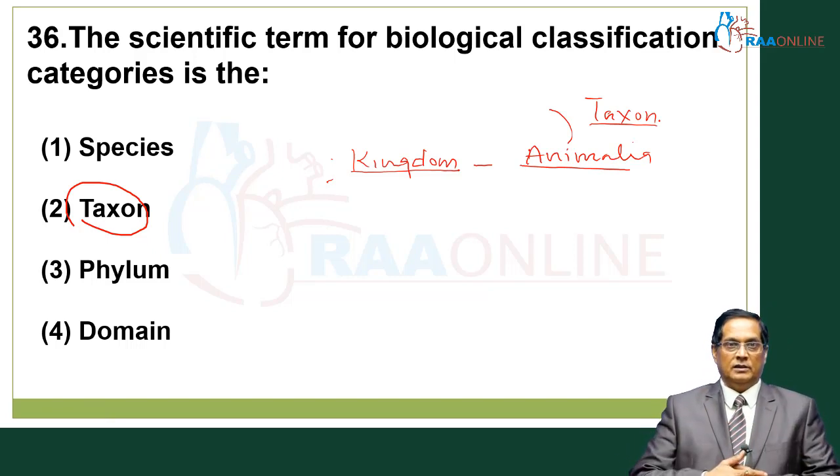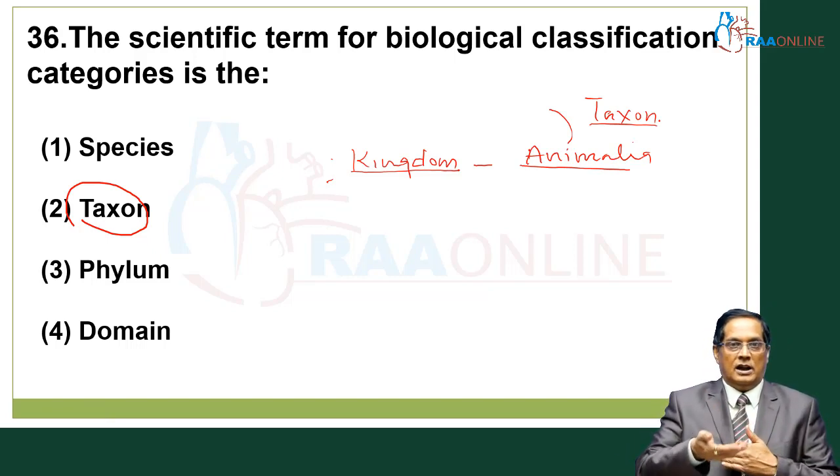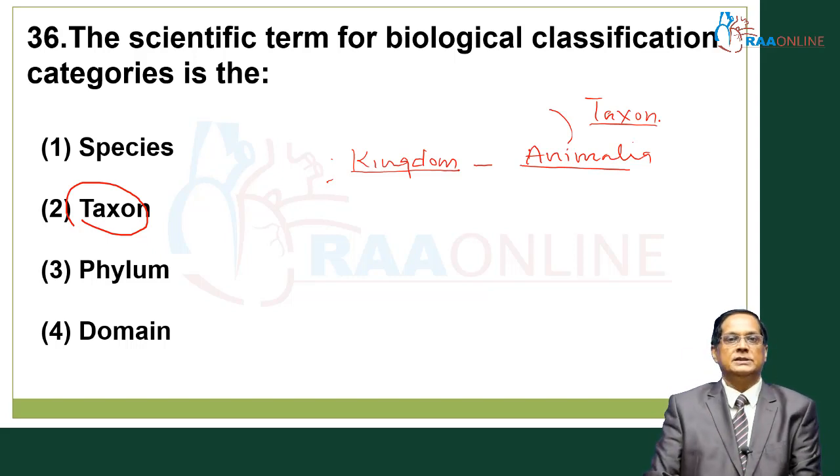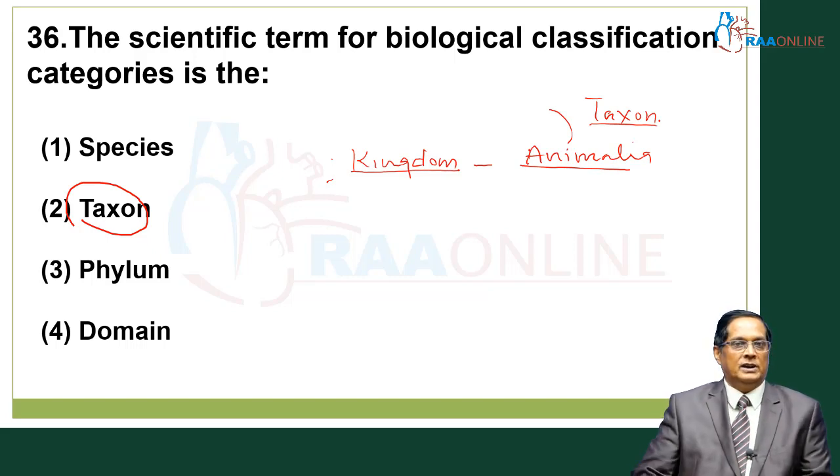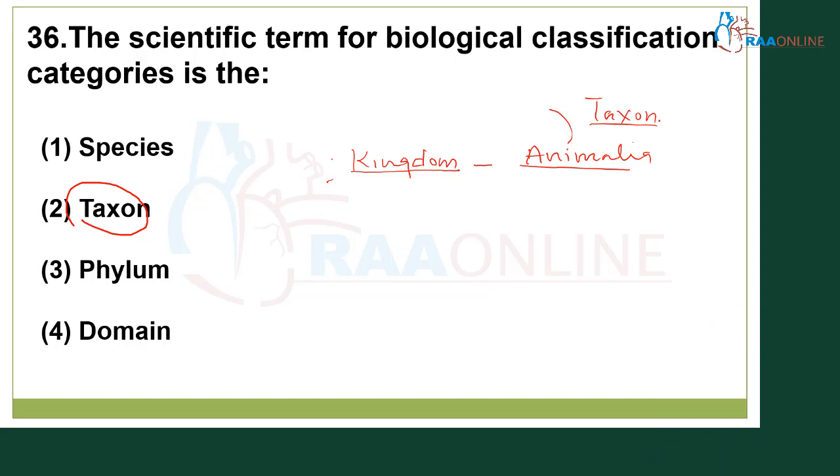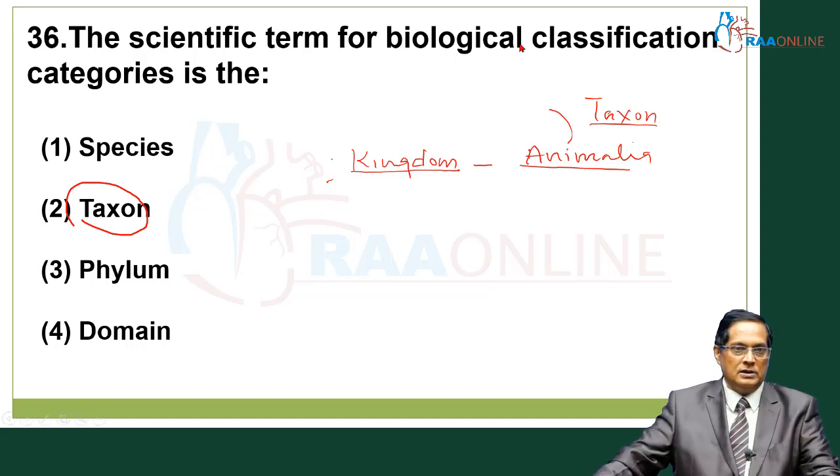Suppose I classify myself, in that case, my kingdom is Animalia. So, for Animalia, there is a taxon for me. Highest taxon for me is Animalia. What about my species? A species is a simple abstract. But when I use the word sapiens, then it's a specific category assigned to the human being, that is taxon. So, taxon is the scientific term.